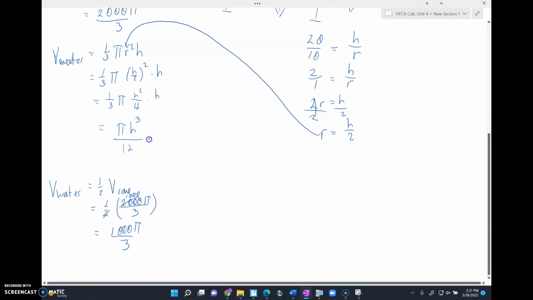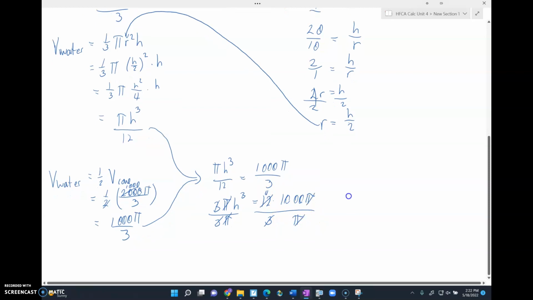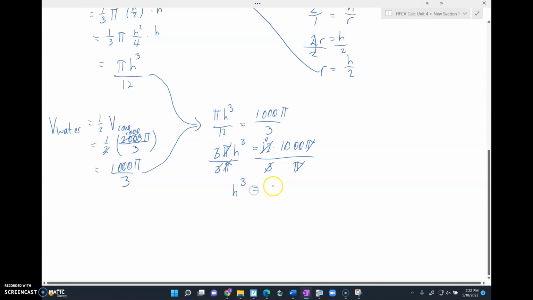So if you take a look, we've got two expressions here for the same thing, which is the volume of the water. So you have two things that are equal to each other, we can set them equal to each other. So pi h cubed over 12 equals 1,000 pi over 3. Totally up to you how you want to go through this. When I have a fraction equal to a fraction, I usually cross multiply to get rid of those fractions. I think things are a little bit easier to manipulate if we don't have those fractions. So as I look here, I can divide both sides by 3 pi, right? 3 goes into 12 4 times, and the pi's cancel out. So I'm left with h cubed equals 4,000, or 4 times 1,000, right?